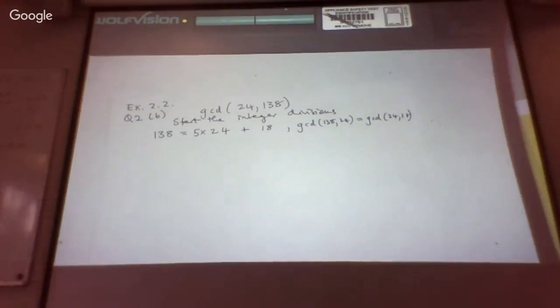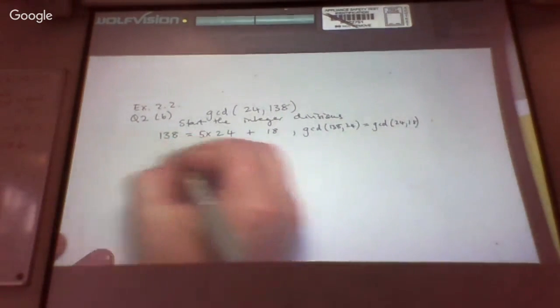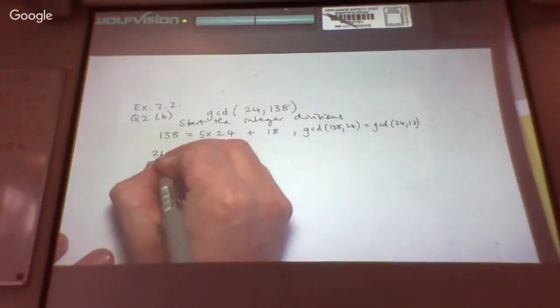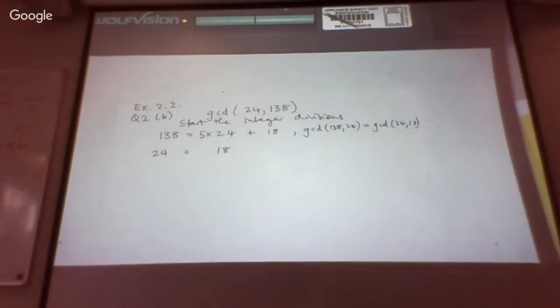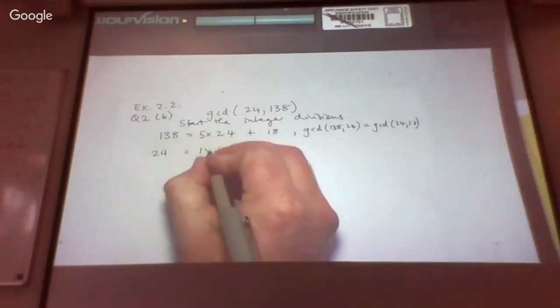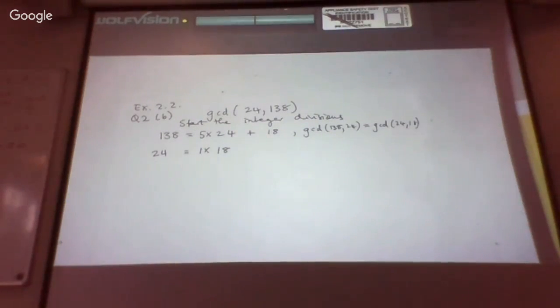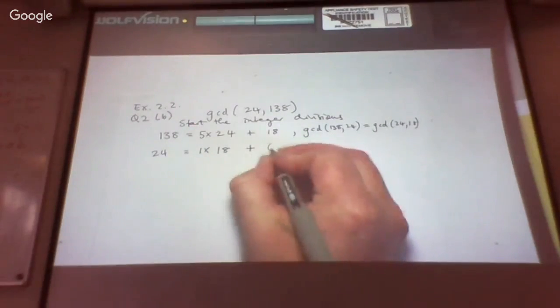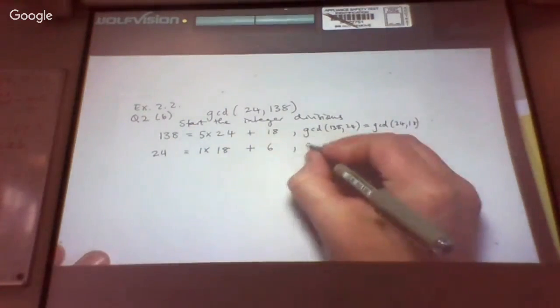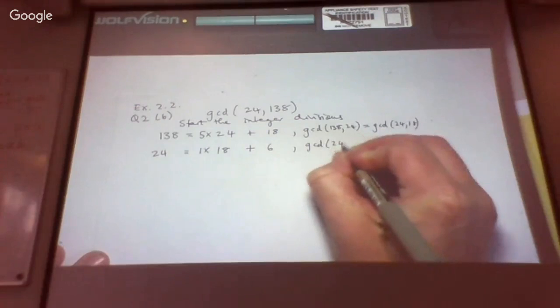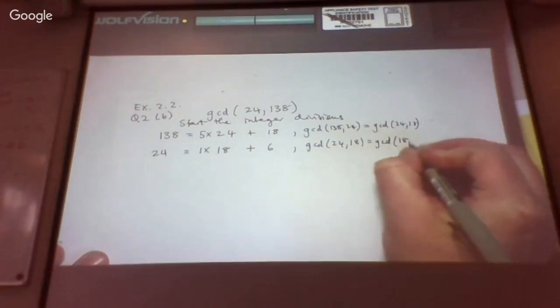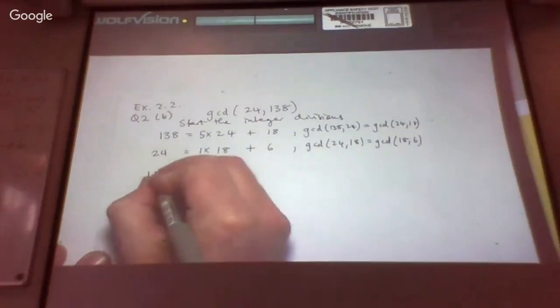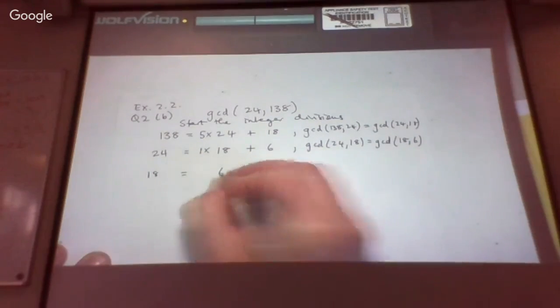That's what Lemma 2.4, I believe, was numbered. So next we take 24 and we attempt to divide it by 18. It's going to go in once with a remainder of 6. And the associated GCD statement is GCD of 24 and 18 is GCD of 18 and 6. And we attempt to divide 18 by 6.